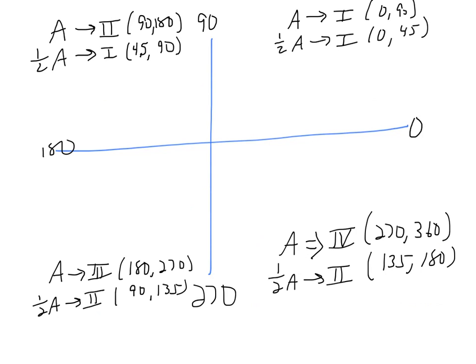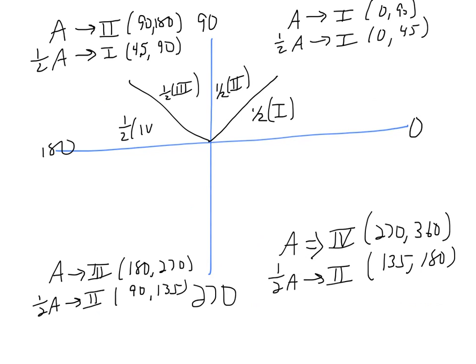So what I can tell you is that this is where the half angles for quadrant 1 fall. This is where the half angles for quadrant 2 fall. This is where the half angles for quadrant 3 fall. And this is where the half angles for quadrant 4 fall.